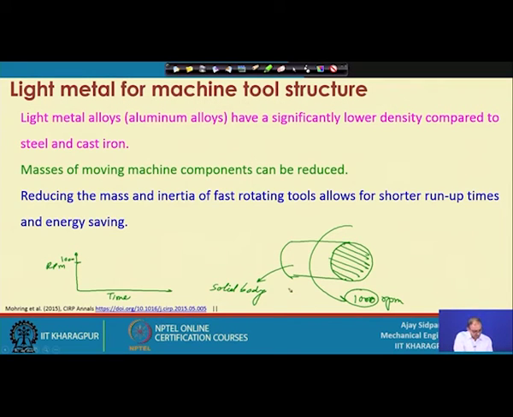So, when you start with a heavy body, you have to spend some time, because it will not suddenly reach that location of 1000. So, this is the time duration required to reach 1000 RPM, right. So, this is the time.